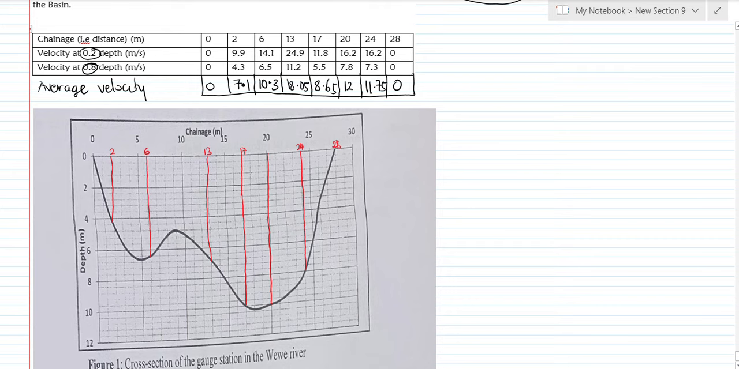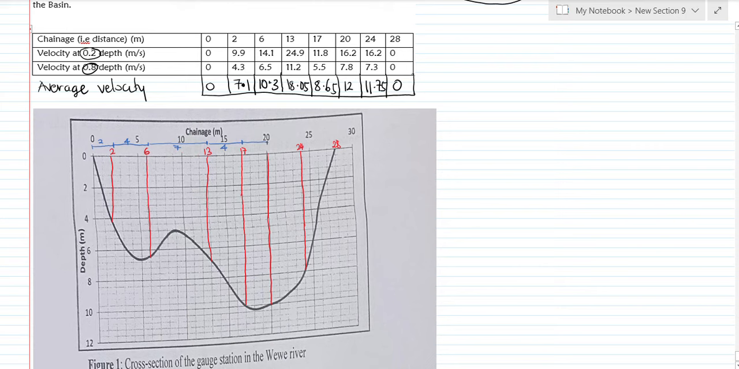Now, after getting this, we need to know the distances. So from 0 to 2, what is the distance? So I'll use this to write the distance. So from here to here, and let me write it at the top. From here to here, the distance is 2. From here to here, the distance is 4. From here to here, the distance is 7, I guess. Then from here to here, the distance is 4.